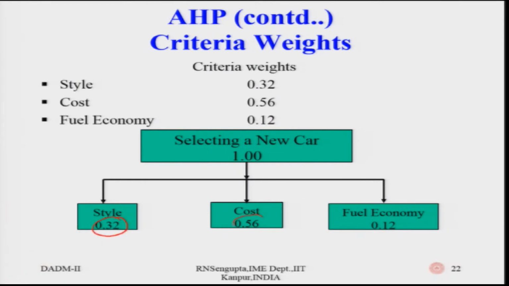0.32, 0.56, 0.12. Another point, if you remember, I did mention in the last class, which was the 22nd lecture, that style, cost, fuel economy are the primary levels, there are no tertiary levels. In the sense, style does not have different criteria which can be broken down into the next hierarchy. Similarly, we do not have cost being broken up into the next category, or fuel economy.